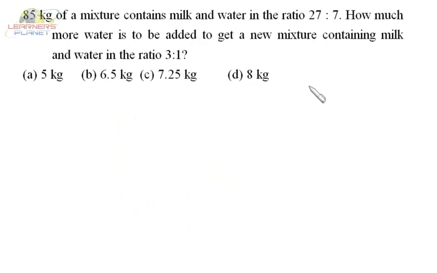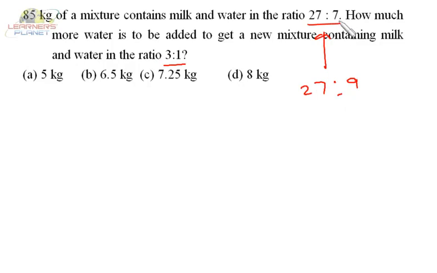Now, same as the previous case. In this problem, 85 kilograms of a mixture contains milk and water in the ratio 27:7. How much more water to be added to get a new mixture containing milk and water in the ratio 3:1? That means milk should be 3 times water. Here, milk is 27 and water is 7. If I wish to get milk and water in the ratio 3:1, I need 2 more parts of water over here.